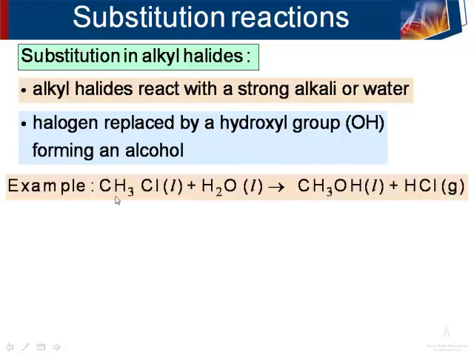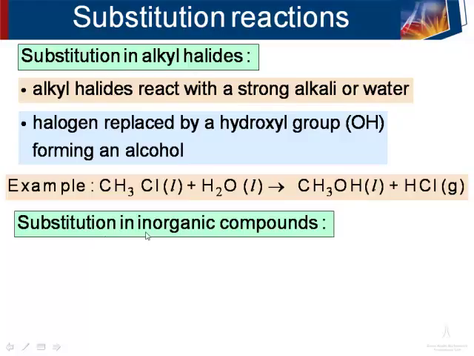An example here is the chloromethane, which is an alkyl halide. There's the alkyl group and there's the halide, and reacting it with water, both of these liquids, we find that the chloride, the halogen, is replaced by a hydroxyl group, and you can see there methanol is formed and HCl, hydrochloric acid. So an alcohol is formed, in this case methanol.